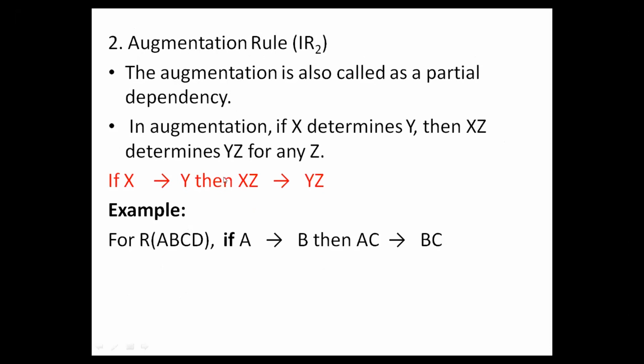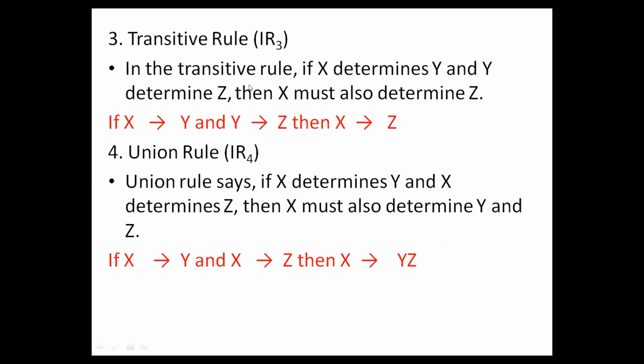And the augmentation rule, which is also called a partial dependency. If x determines y, then xz determines yz. So if you have a relation with a table containing A, B, C, D, and A determines B, then AC determines BC.